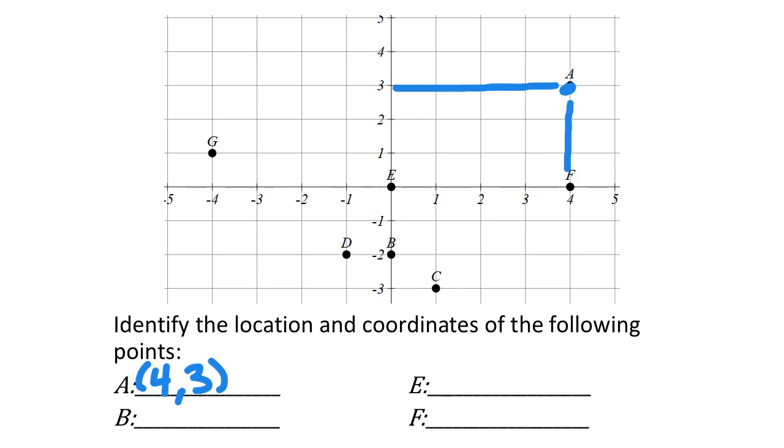The coordinates for A are in quadrant 1. So I'm just going to put that Roman numeral 1 right there. So that answers both parts. We have the location and the coordinates, even though I have them out of order.